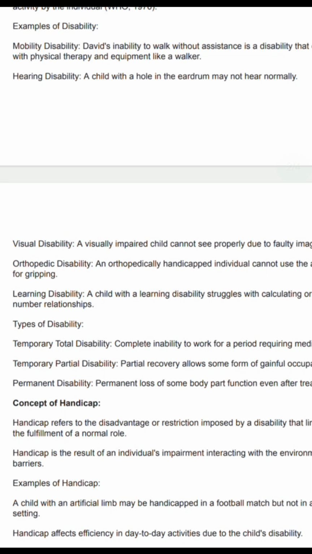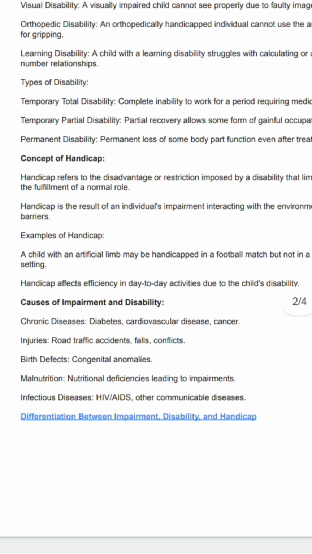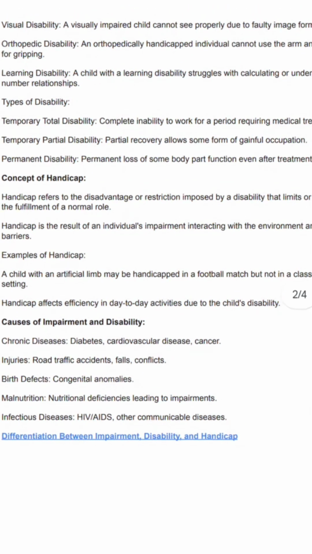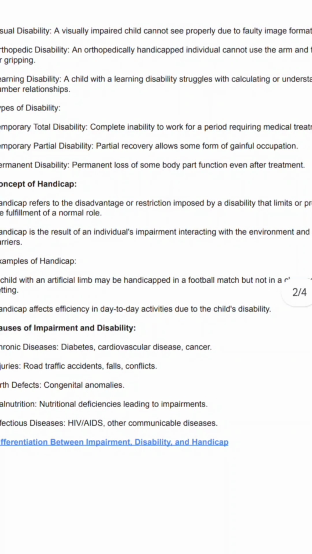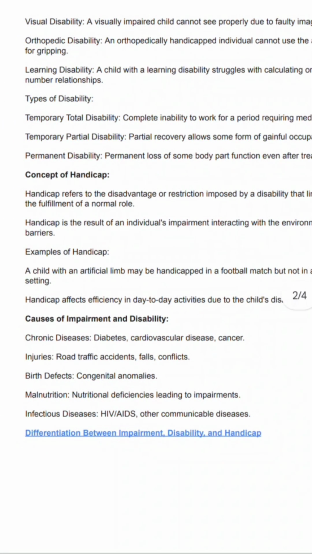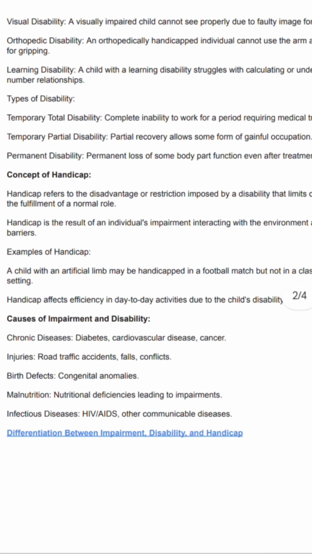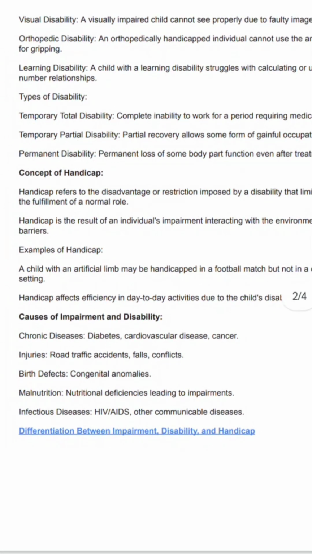Hearing disability. A child with a hole in the eardrum may not hear normally. Visual disability. A visually impaired child can't see properly due to faulty image formation. Orthopedic disability. An orthopedically handicapped individual can't use the arm and fingers for gripping. Learning disability. A child with learning disability struggles with calculating or understanding number relationships. Types of disability.